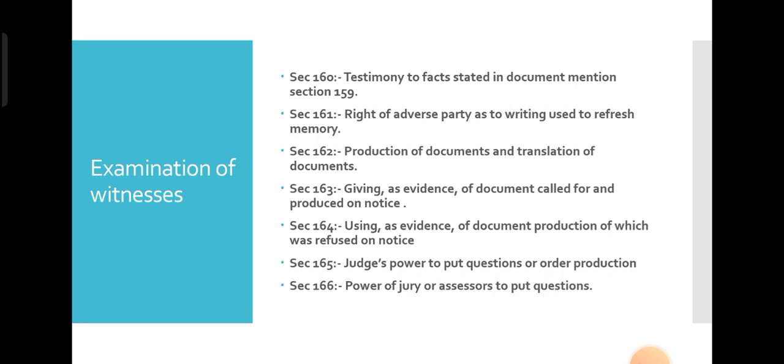Now section 163 talks about giving as evidence a document called for and produced on notice. Like if a document is given, it can be used as evidence. Okay. And now section 164 says the same thing, but it says that the document will be refused on notice if it has not been used as evidence.